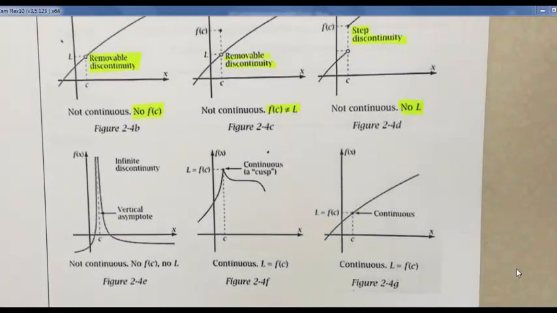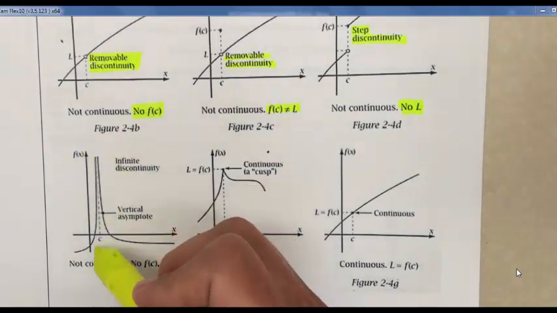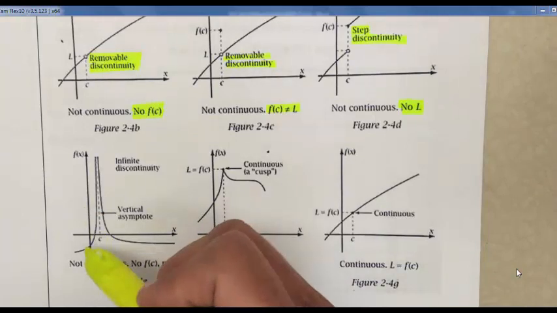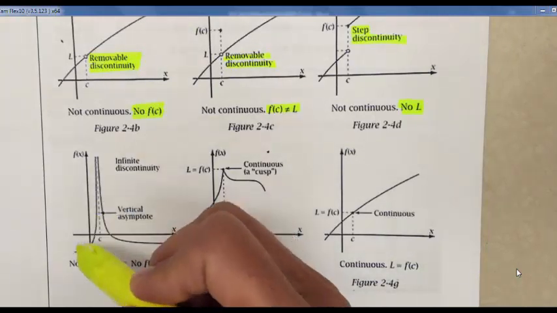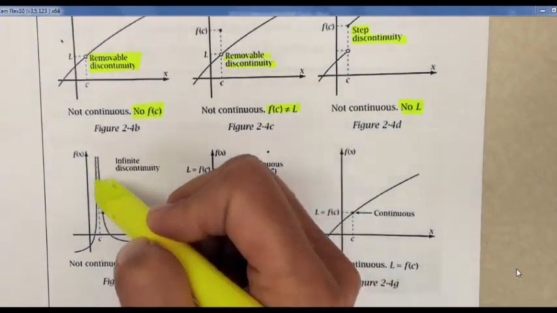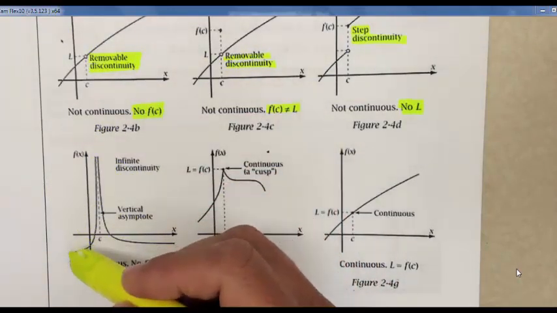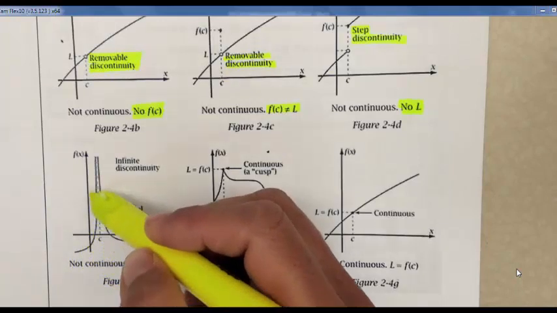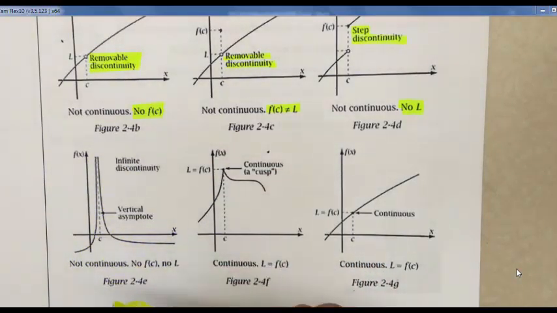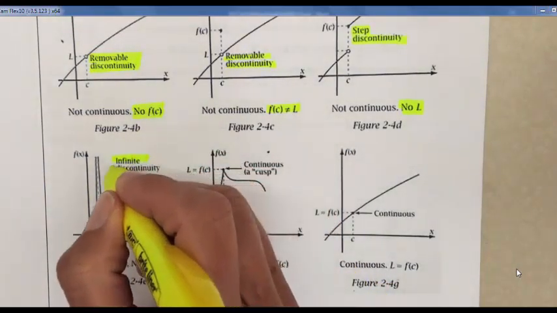Then you have vertical asymptotes. Anytime you have a vertical asymptote, you're not going to have a continuous function. They call this an infinite discontinuity because, for example, on this side it's approaching infinity and on this side it's approaching infinity. That would be true as well if this side was approaching infinity and this side was going down, approaching negative infinity along that vertical asymptote. Either way, they call it an infinite discontinuity.